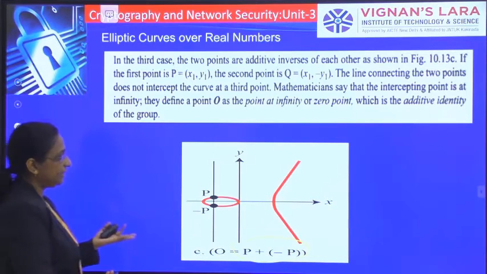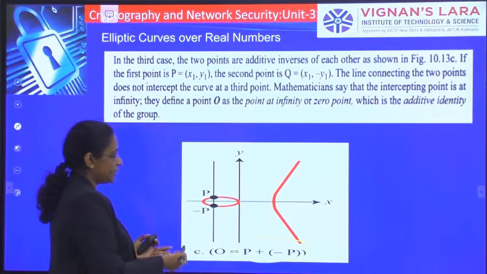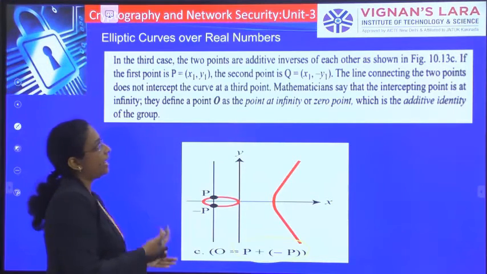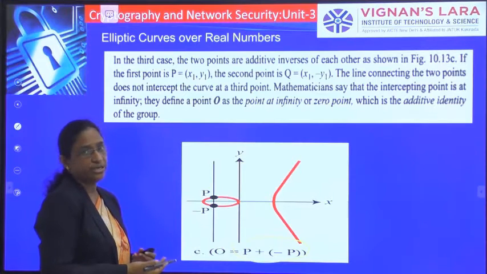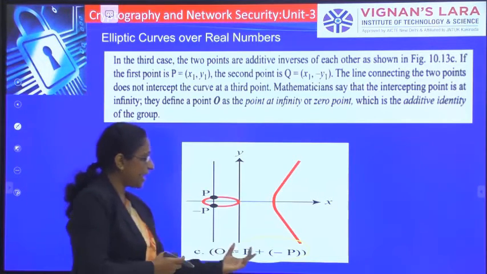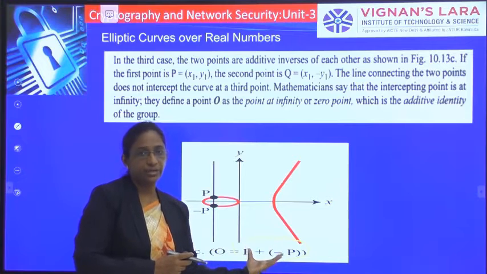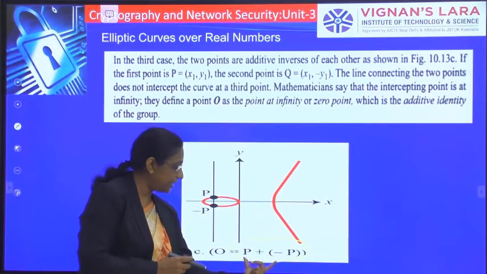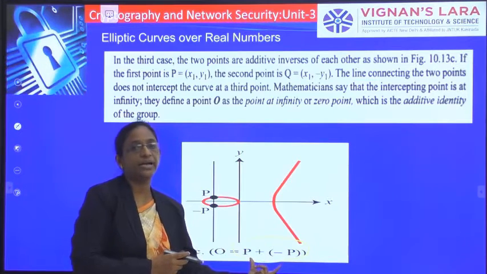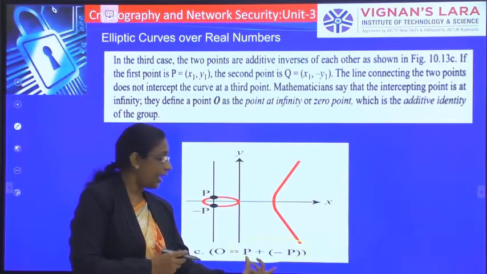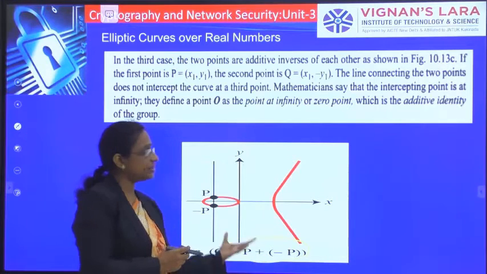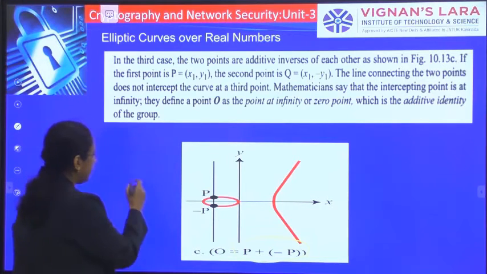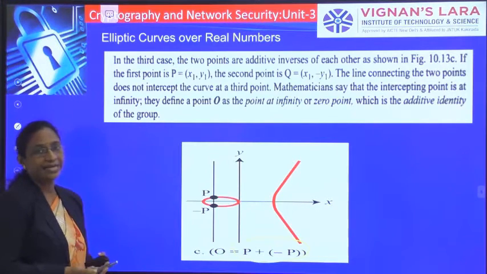Suppose I am adding 2 points that are additive inverses of each other. One point is P and the other is minus P. If I add these 2 points, what I should get is infinity, or we can say an identity element.